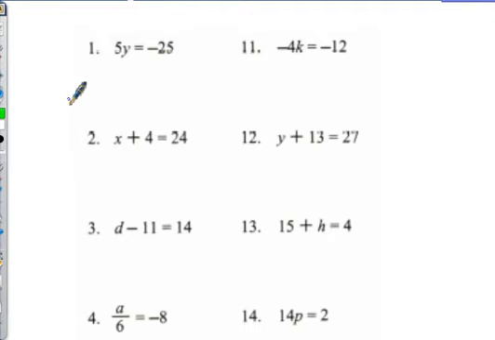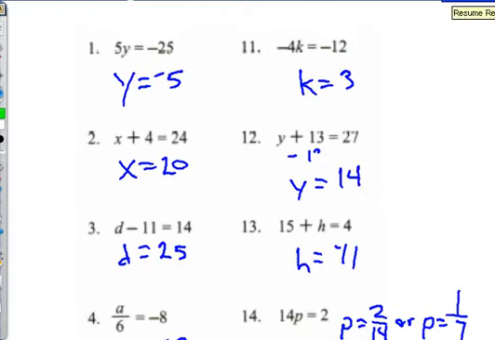Have a few more problems. You can pause this and try to do the problems, and then press play, and I'll show you the answer. So go ahead and try to solve, and I'll just show you the answer. So here are the answers.